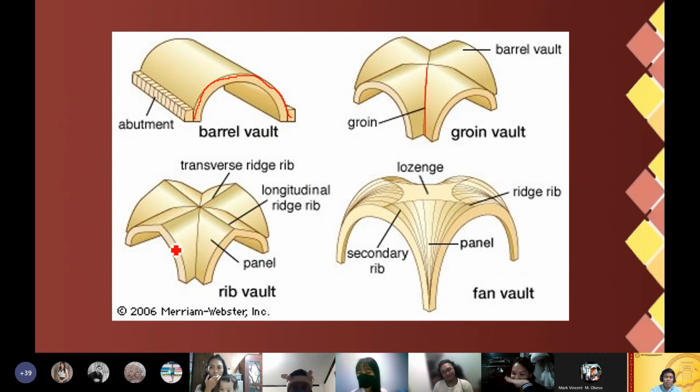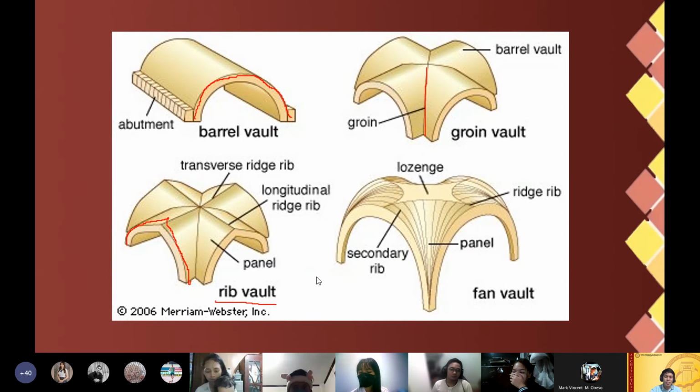Okay. Rib bolt. So for the rib bolt, in terms of using a round arc, a semicircular arc, you will use a pointed arc. So here, it is pointed. That means it has a ridge or a rib. So this part right here is what you call the rib vault.